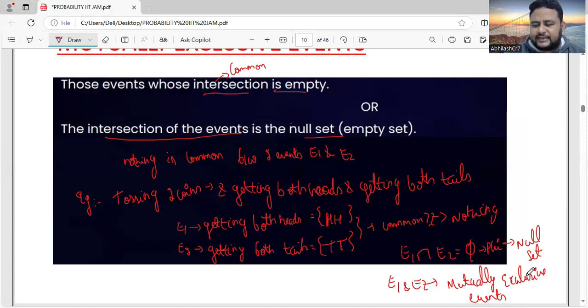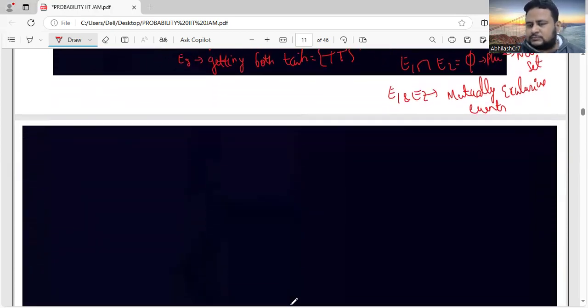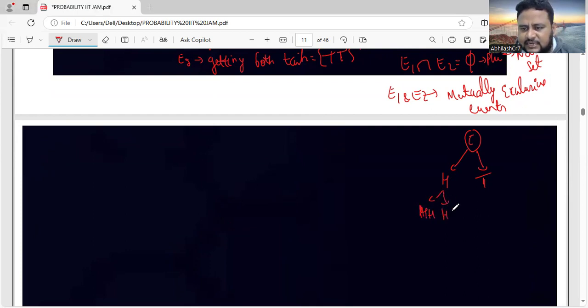Now let me draw a tree diagram to explain. If you toss two coins, what are the possible outcomes you may get? Suppose I toss two coins. When I toss a single coin, I'll get head or tail. If I toss another coin, what are the possibilities? I can get head and head, or head and tail.